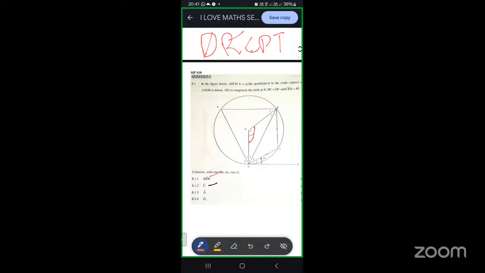Sir, I think we're going to use how angle DOB is an isosceles. Okay, which one is the isosceles triangle? OD and OB. Oh, I agree, this is an isosceles triangle. Okay, and how are we going to use that to find the size of angle O1?